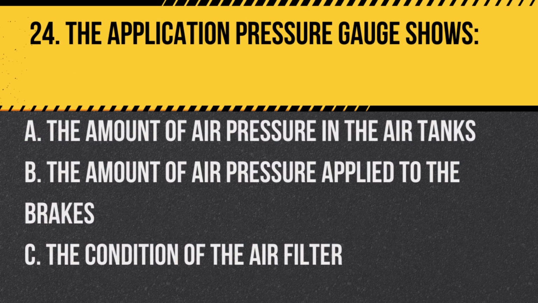Question 24. The application pressure gauge shows: A. The amount of air pressure in the air tanks. B. The amount of air pressure applied to the brakes. C. The condition of the air filter. Answer: B. The amount of air pressure applied to the brakes. It indicates how hard you're pressing the brake pedal.